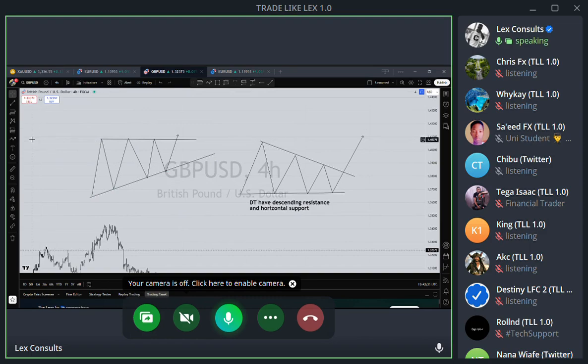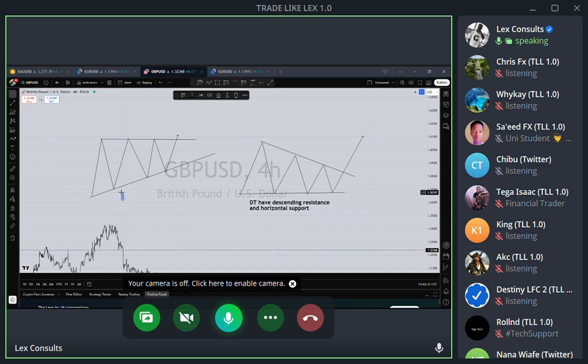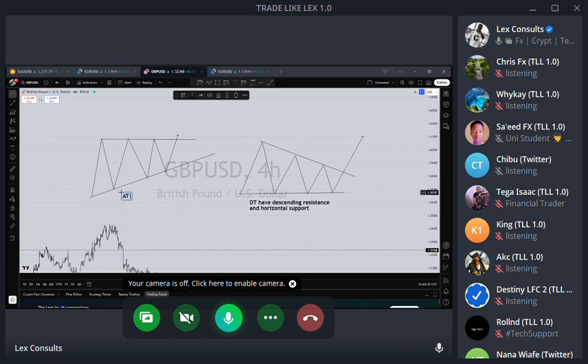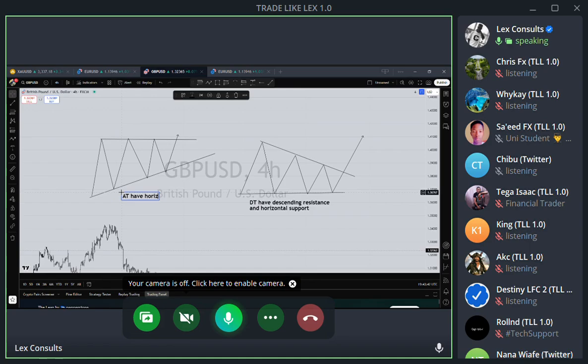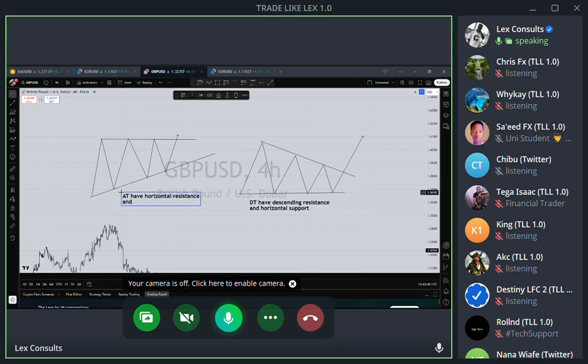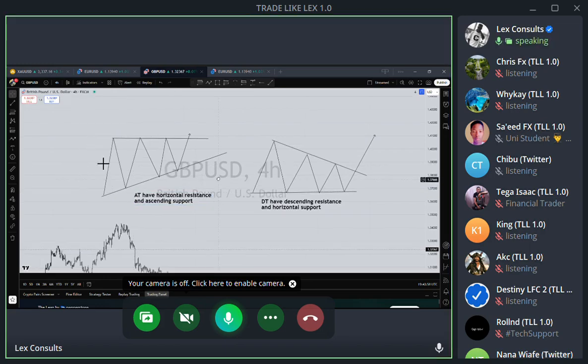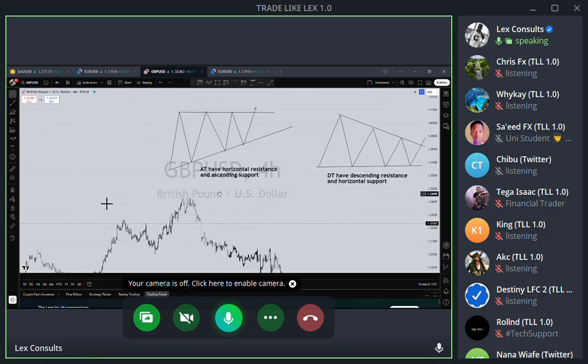Support is ascending like this. So the ascending triangle has horizontal resistance and ascending support. All right, so this one, I don't know.